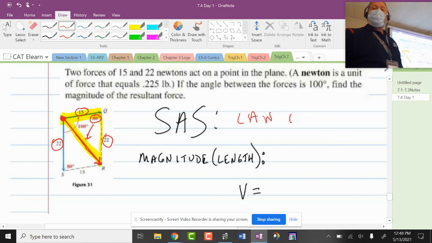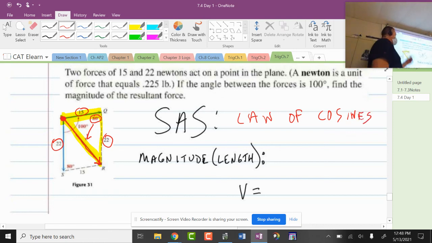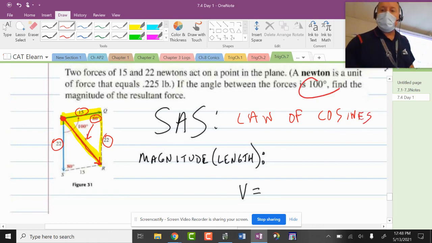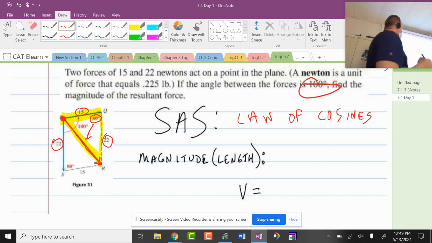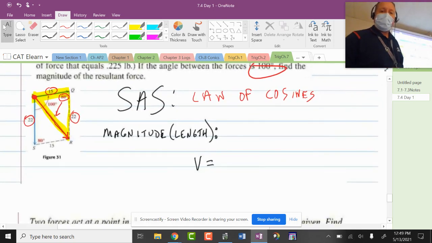But here's the big deal I'm making. Robots, people that just get the notes and half pay attention to them, don't do the drawing and just stick 100 degrees in the law of cosines. And that is wrong, and you will be marked wrong accordingly. You have to understand that the angle between the two forces is making this resultant, but I need to find that angle so I can create a side angle side scenario to find that length. So it's the supplement that you plug into the law of cosines.